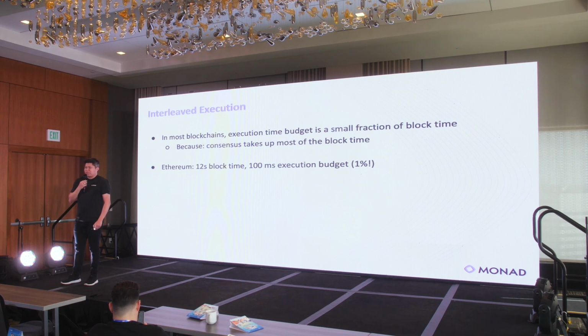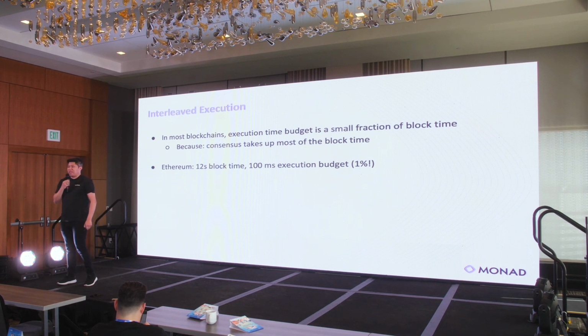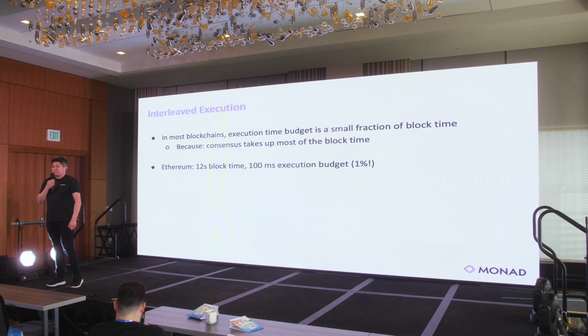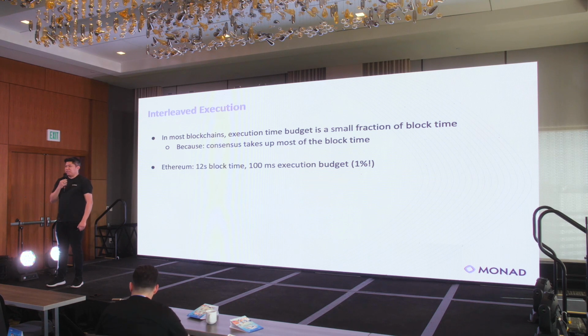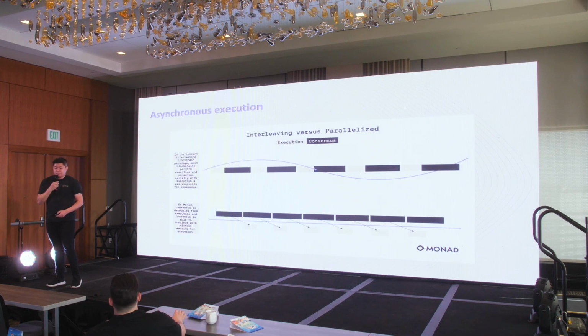For example, in Ethereum, we have a 12-second block time, but the actual time budget for execution, of course the budget is expressed in gas terms, not in time terms, but the gas limit is chosen to roughly be about 100 milliseconds of time. So 100 milliseconds divided by 12 seconds is about 1%, which is a crazy dilation factor from the amount of time that we have in the clock versus the amount of time that we actually have to execute.